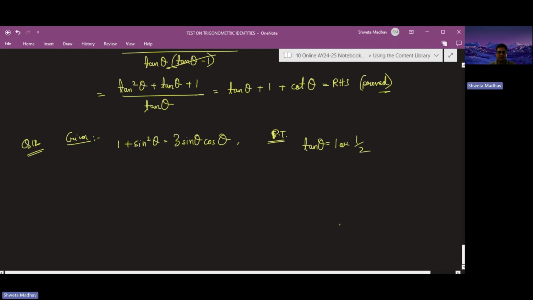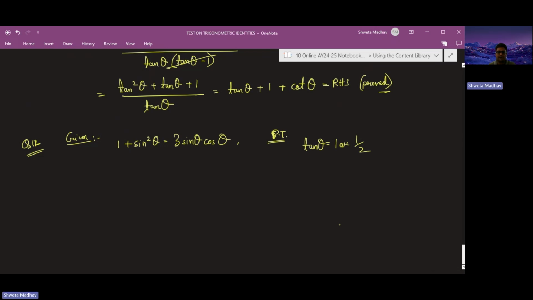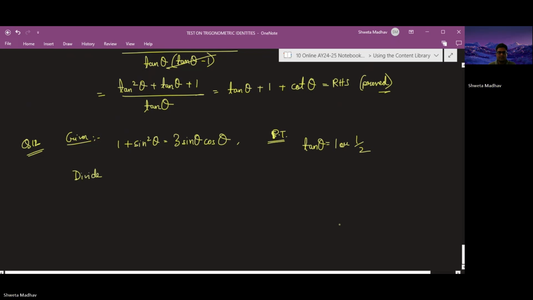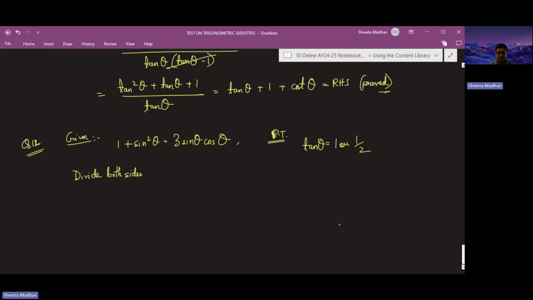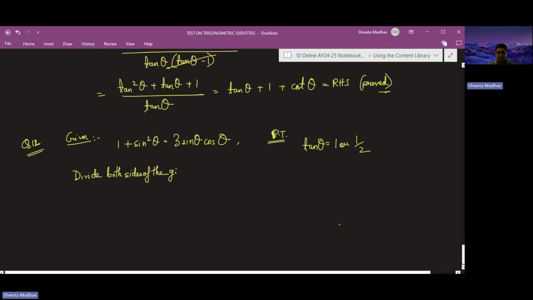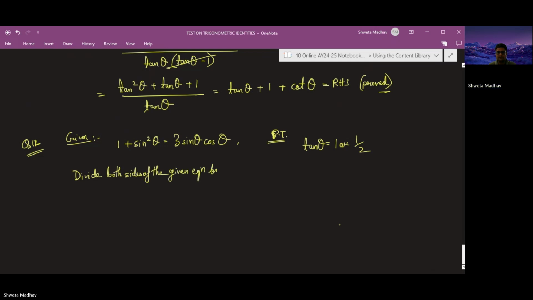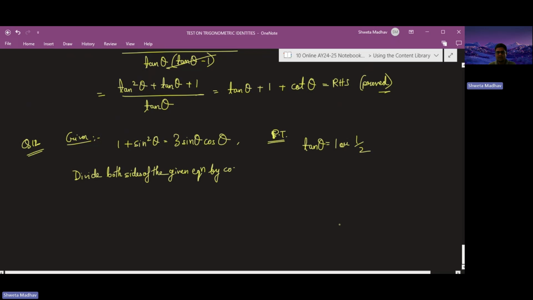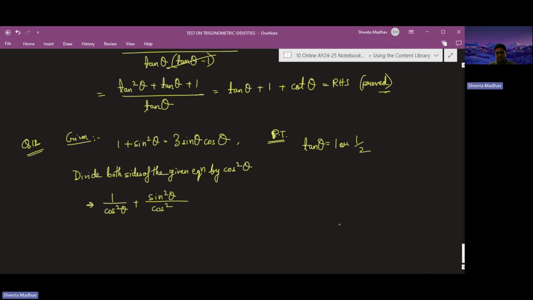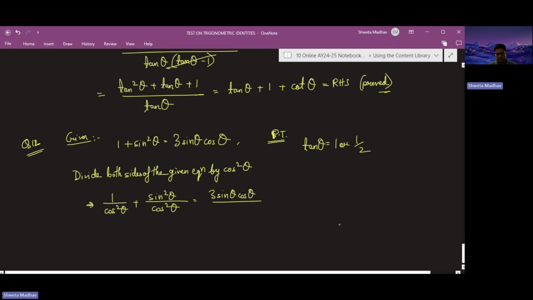Now here what we can do, we can divide both sides of the given equation by cos square theta. Then we will get that 1 by cos square theta plus sin square theta divided by cos square theta, that is equal to 3 sin theta cos theta divided by cos square theta.